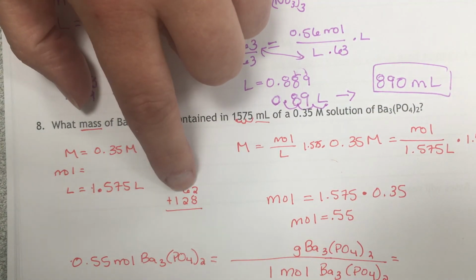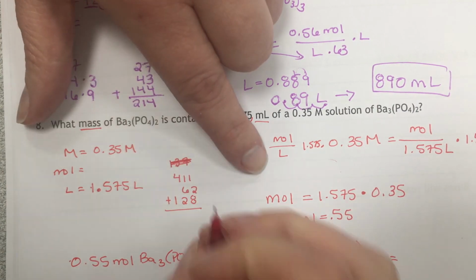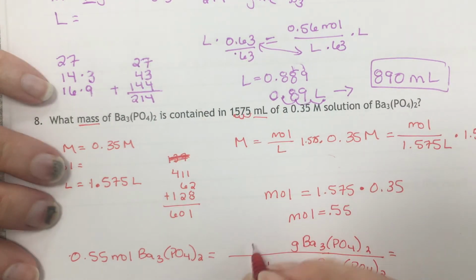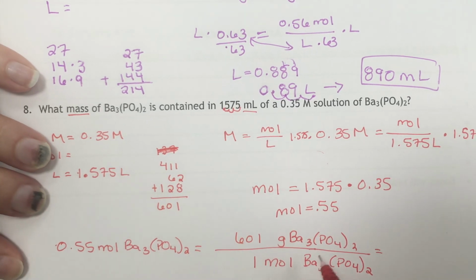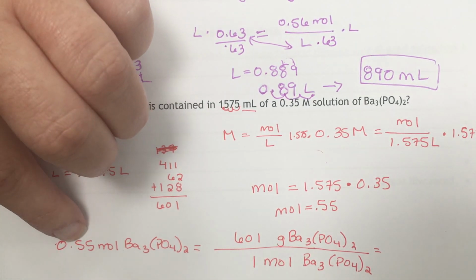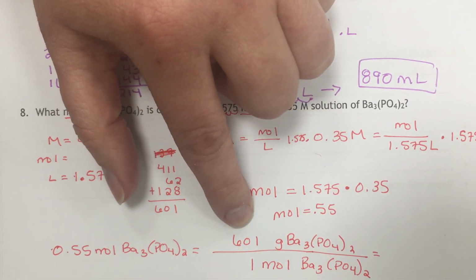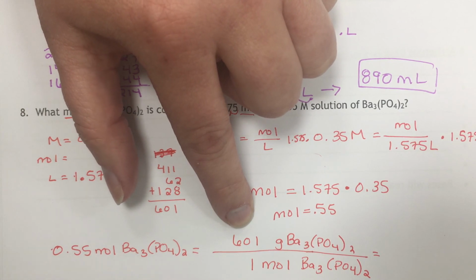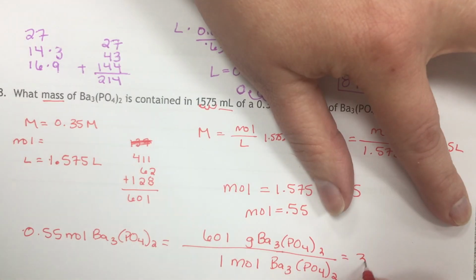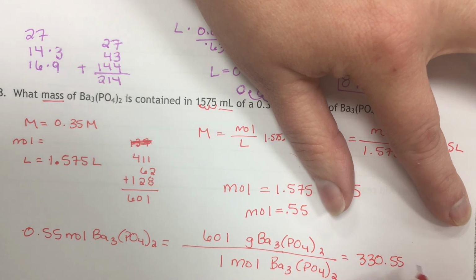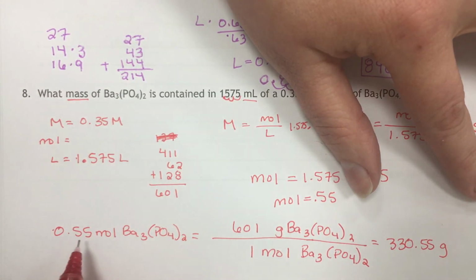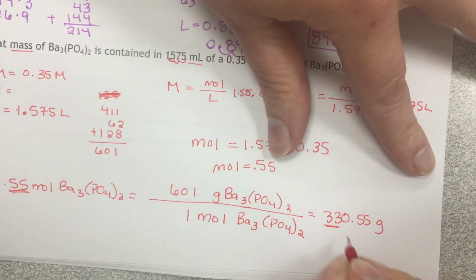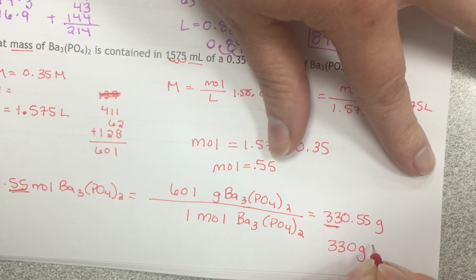Let me just add them all together. 411 plus 62 plus 128, and that is 601. Okay, so we will put 601 grams here. That's the molar mass of barium phosphate. Now we just take 0.55 times 601. Okay, and that's our answer. We have 330.55 grams, but we only have 2 significant figures here, so we only need 2 here. So we're just going to put 330 grams of barium phosphate.